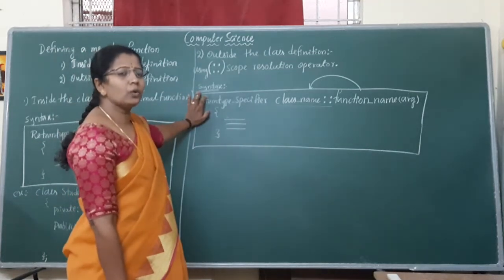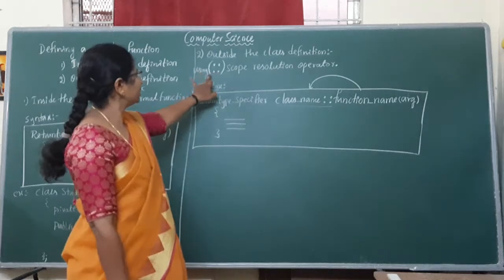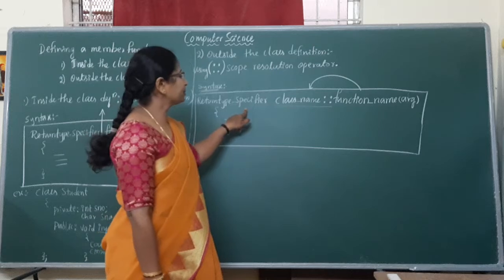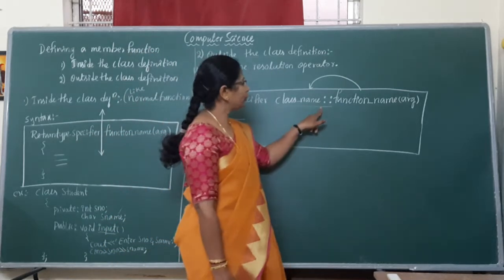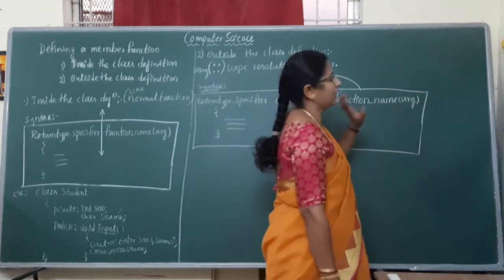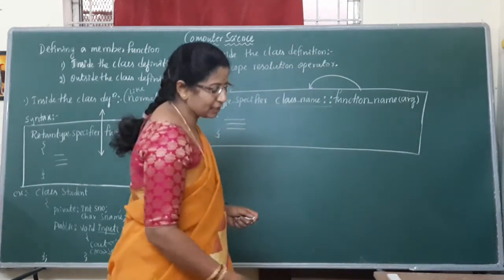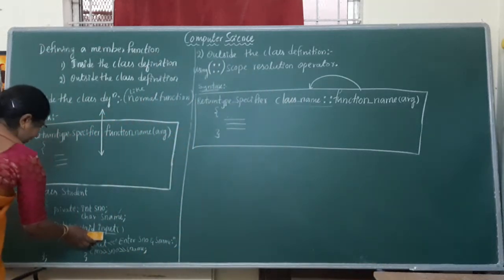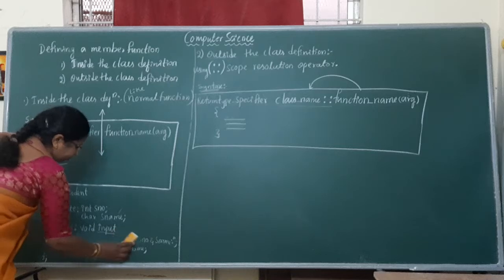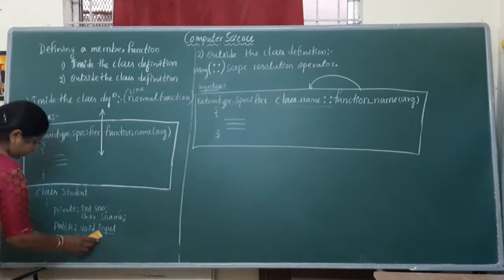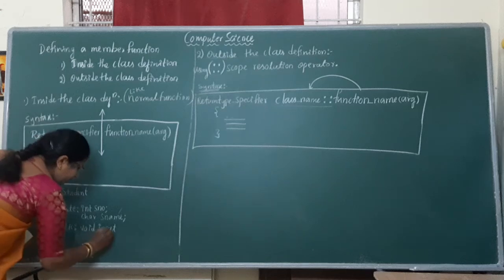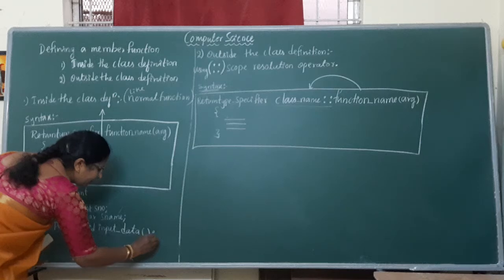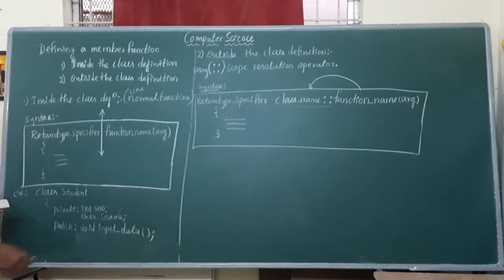Defining a member function outside the class using scope resolution operator. How have we done it? Syntax: return type specifier, class name, scope resolution operator, function name. Yesterday we discussed the program, right? The same program. See here, this part will not be there. Instead of that, what will be there? Input data, and it is terminated by semicolon.